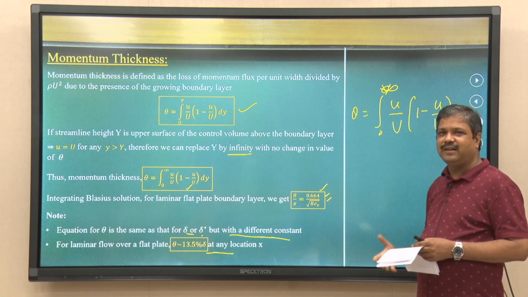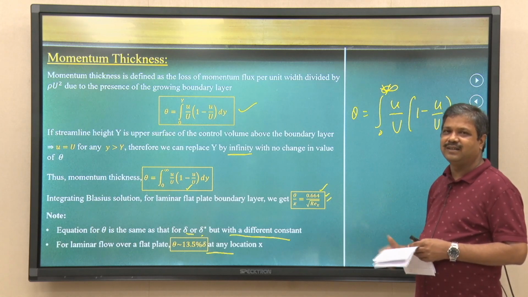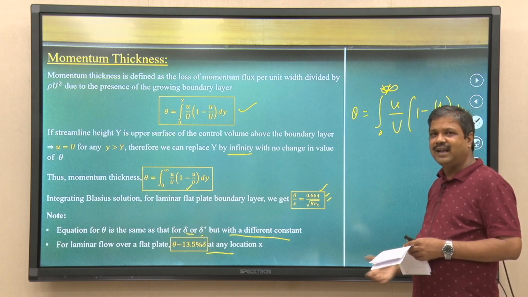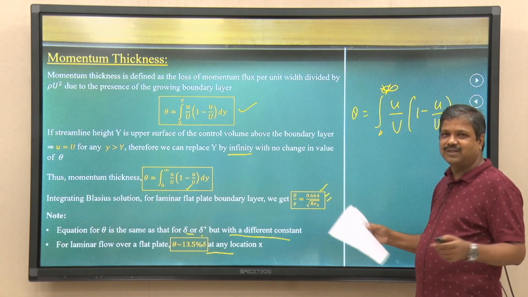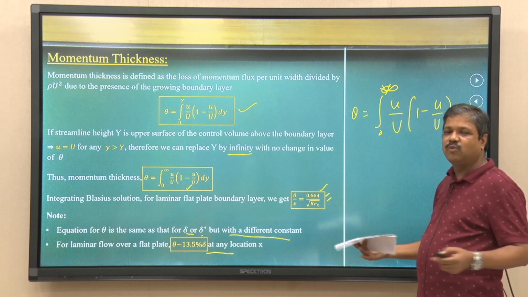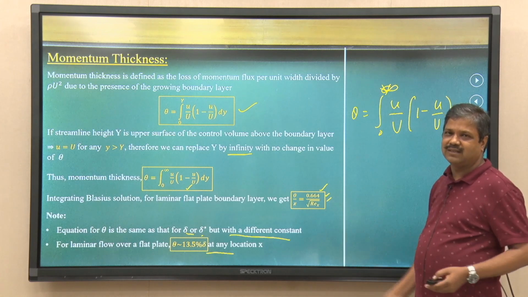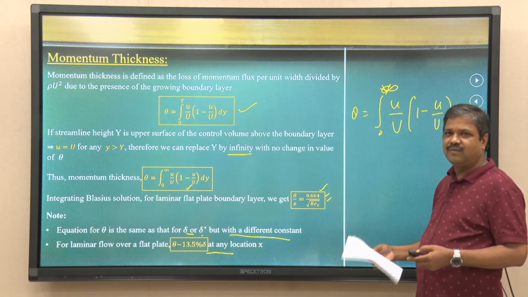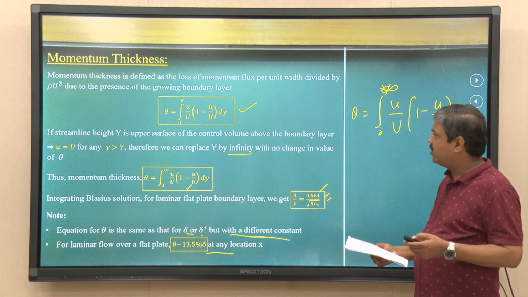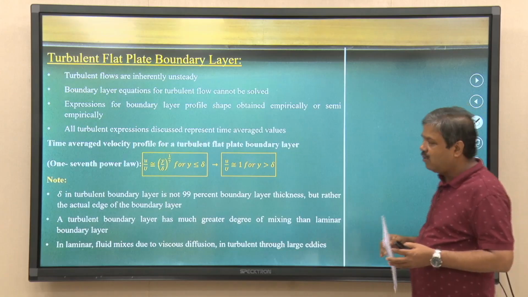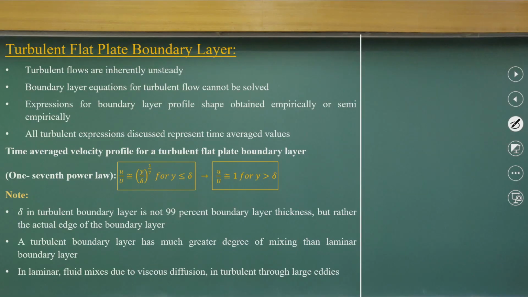You should try to understand it as the equivalent thickness we are representing, the displacement thickness as well as the momentum flux thickness, because of the change of flux, what is the net force acting as skin friction on a flat plate due to the formation of boundary layers. That is the point we are talking about. Now, we are not going into more detail.